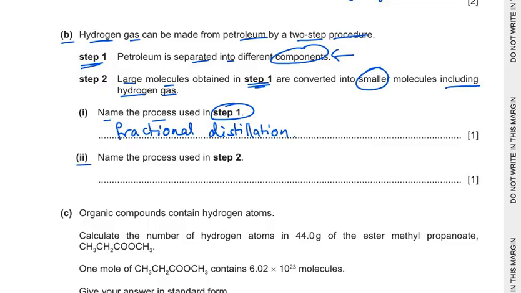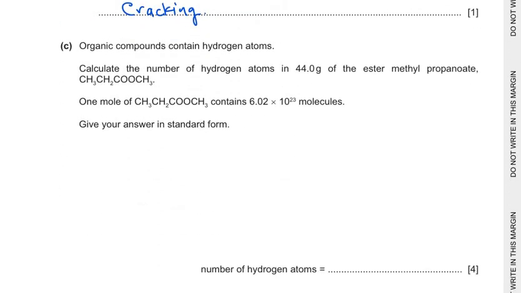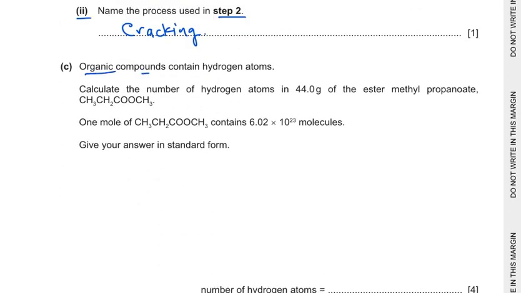The part 2 is name the process used in step 2. Now step 2, what is happening? Larger molecules are broken down into smaller molecules, and that is called cracking of the molecules of hydrocarbons into smaller ones. Here we have an organic compound containing hydrogen atoms. Calculate the number of hydrogen atoms in 44.0 gram of ester methyl propanoate, and the formula is given here.